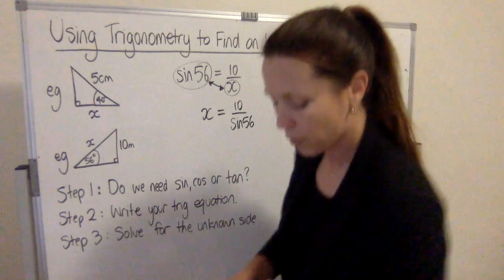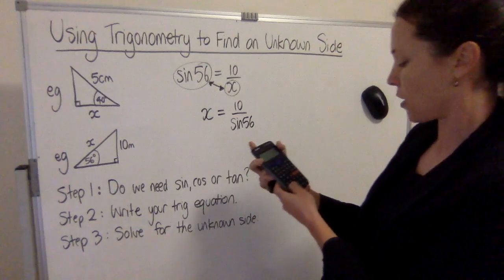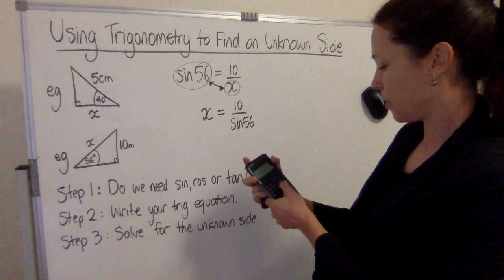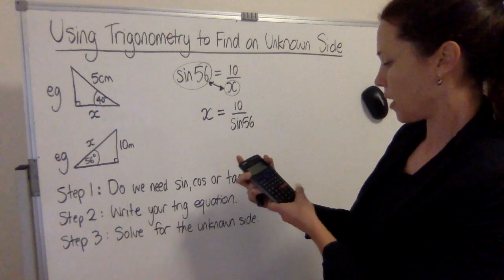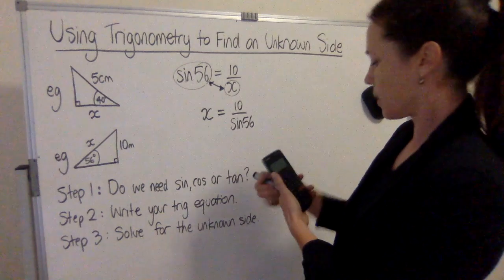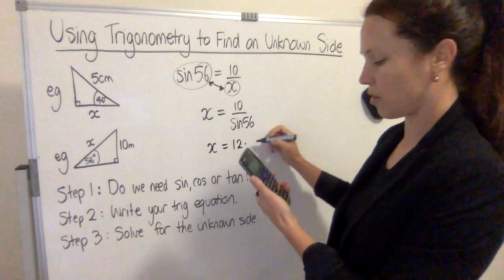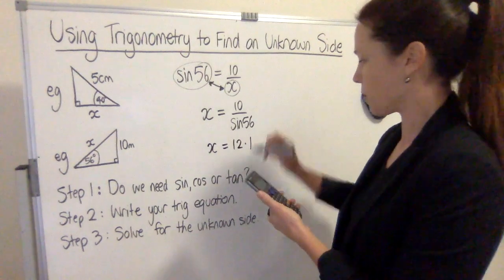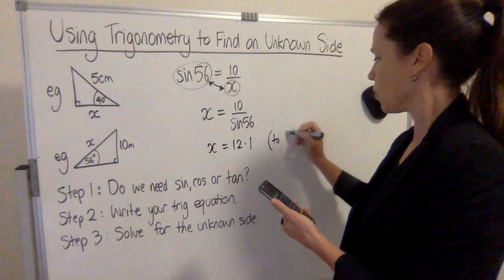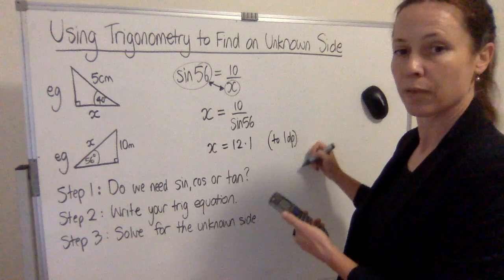Same thing as before, we use our calculator, literally just type in 10 divided by sine 56 equals, and it's given us an answer of 12.0621. Let's round it off just to one decimal place here. Always write how you've rounded it off.